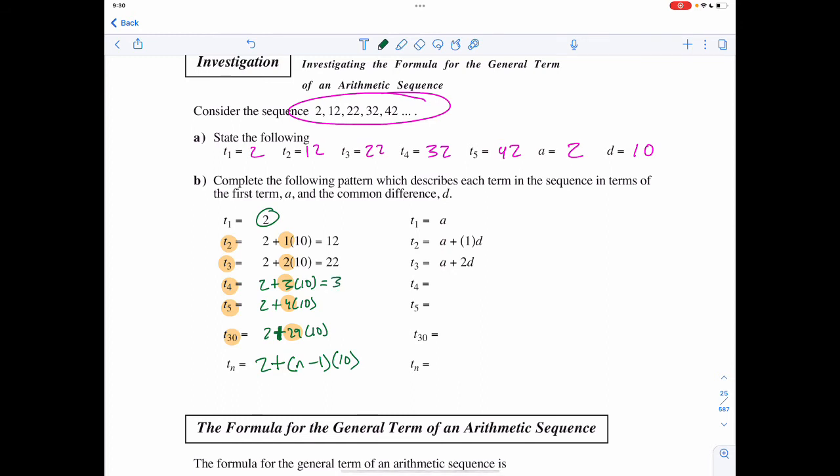This obviously gave me 32. This gave me 42. And for this example, I could just plug into my calculator and discover that it's 292 without having to list out all 30 terms to get up there.